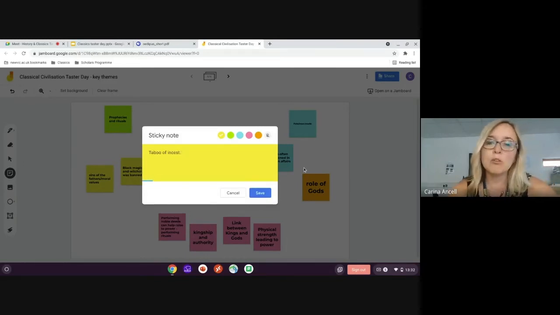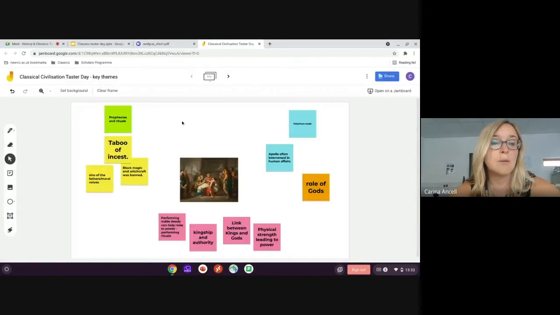Is it possible, do you think, for Oedipus in relation to that? Is it possible for him to escape his fate? Like Tiresias, the prophet, has told him that this is going to happen. Is it possible for him to escape his fate?